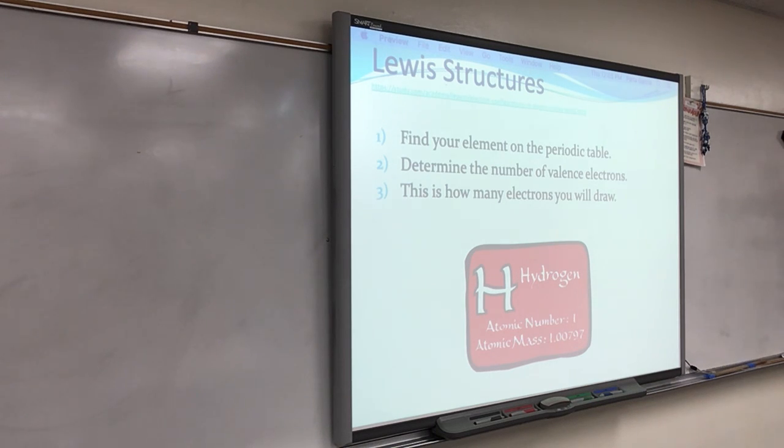The first thing you need to do is to find your element on the periodic table. In order for us to draw the Lewis structure, we need to know what element we are going to draw. So you need to find the element on the periodic table, and then you're going to determine the number of valence electrons.